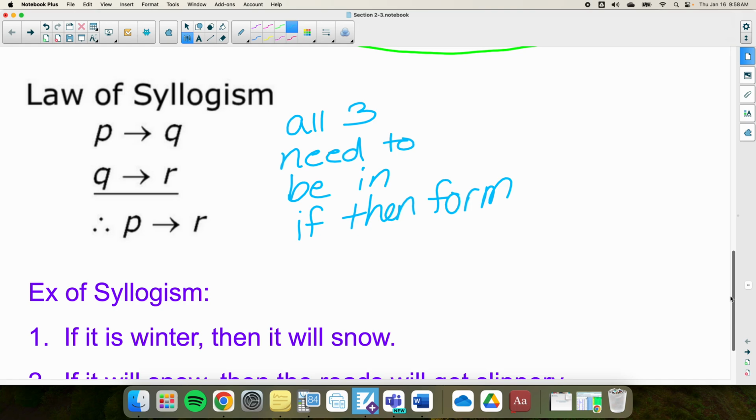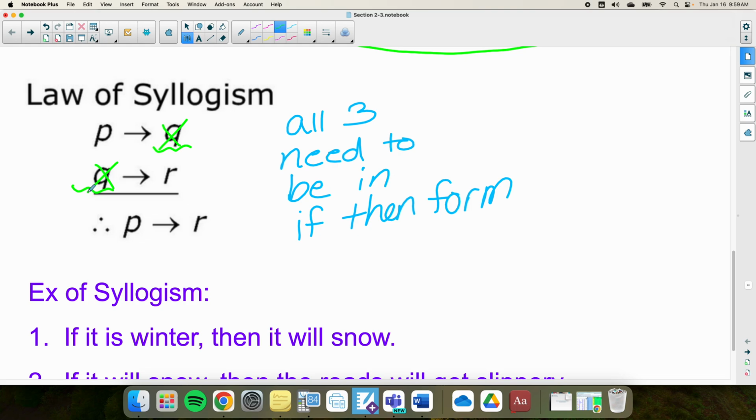Now, what happens in Law of Syllogism is the ending of your first sentence and the beginning of your second sentence are going to be almost identical. And what you're going to do is cross those out. And your final thing is going to be if this, then this. It doesn't even have to make sense when you write that final statement. It just has to work out that these two pieces have to be very, very similar. You get rid of those and you say if P, then R.